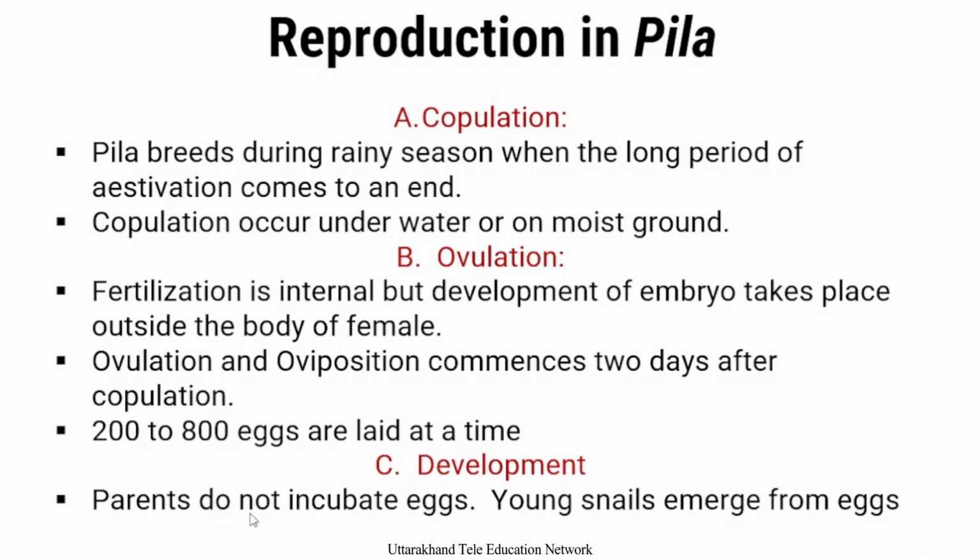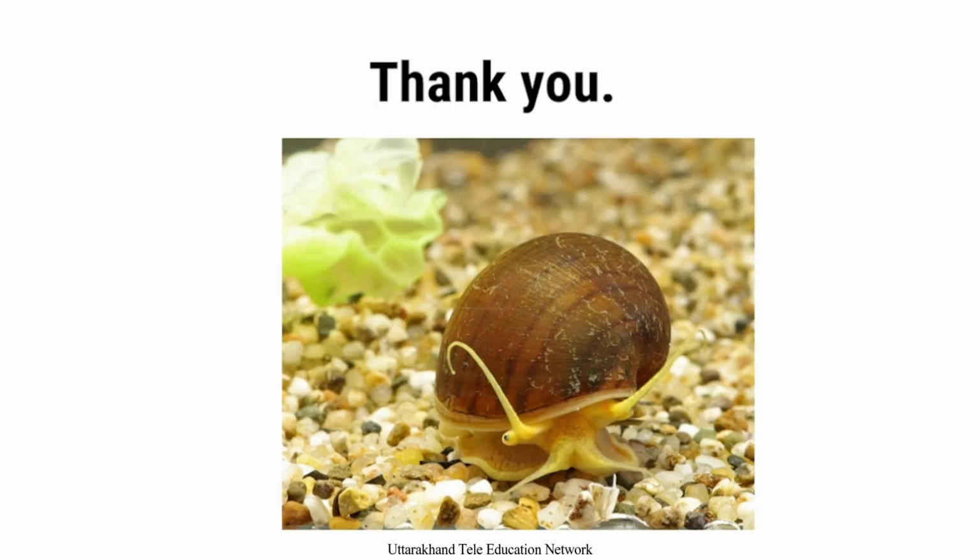Then how does the development take place? Parents never incubate their eggs, and young snails emerge from the eggs. One very interesting phenomenon is torsion, which happens during development when the visceral mass and the shell of the embryo become spirally coiled. Torsion takes place, resulting in the asymmetry of the body. And young snails emerge out from the eggs, similar to the adults.